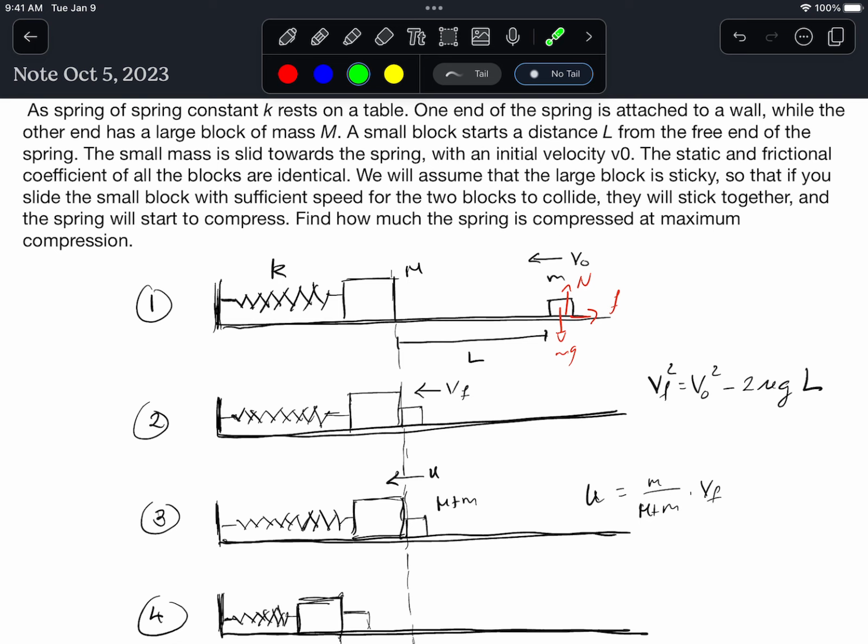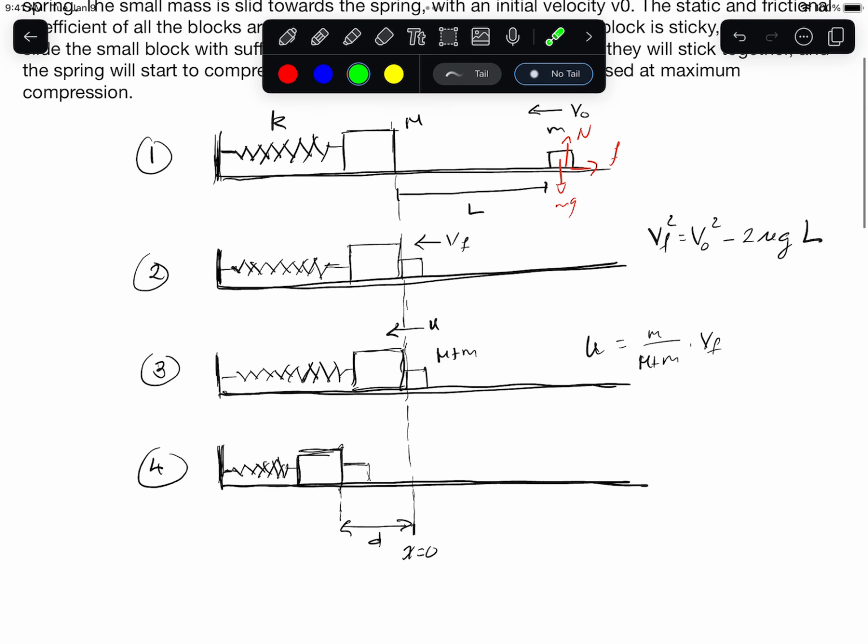So we have solved mini story number 1, going from 1 to 2. We have solved mini story number 2, going from 2 to 3. And so finally, we're going to solve mini story number 3, which is going from 3 to 4.